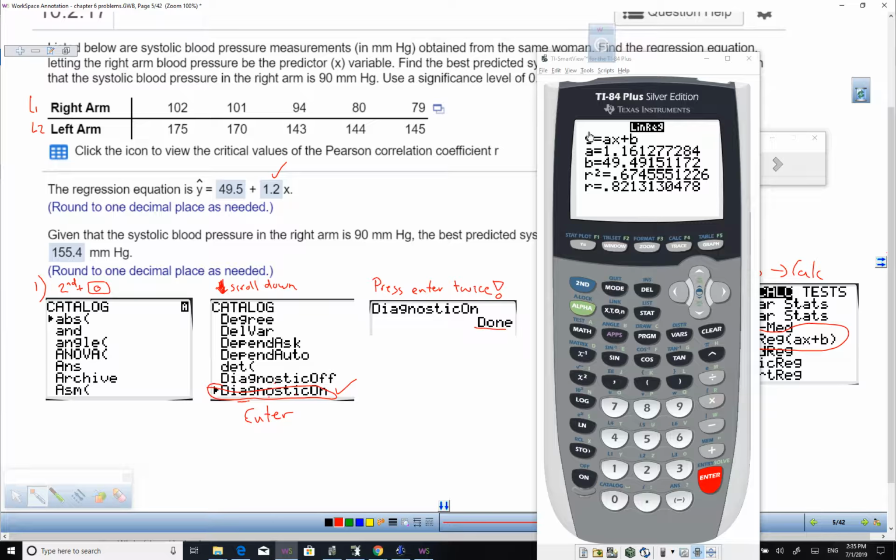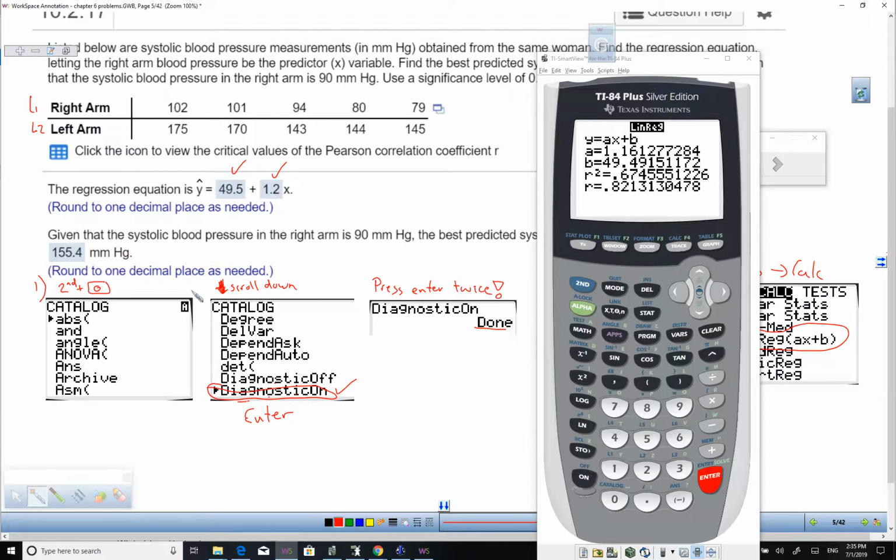You remember those classes from high school about the linear function. This A represents the slope and B the y-intercept. So that's what you write here on this part. The regression equation is this one: y hat equals 49.5 plus 1.2x.